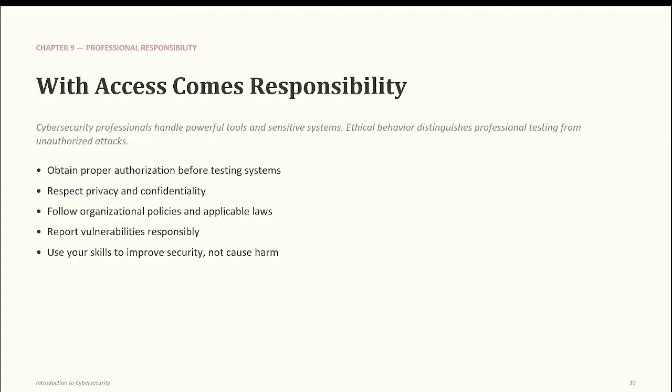Right? Then respect privacy and confidentiality. If you have been granted permission to access a system or a network, your job is to make sure all information on that network, on that system, is confidential. It can only be accessed by authorized persons. Make sure that you respect privacy. Not every piece of information you see do you disclose. Is that clear? Then follow organizational policies and applicable laws.